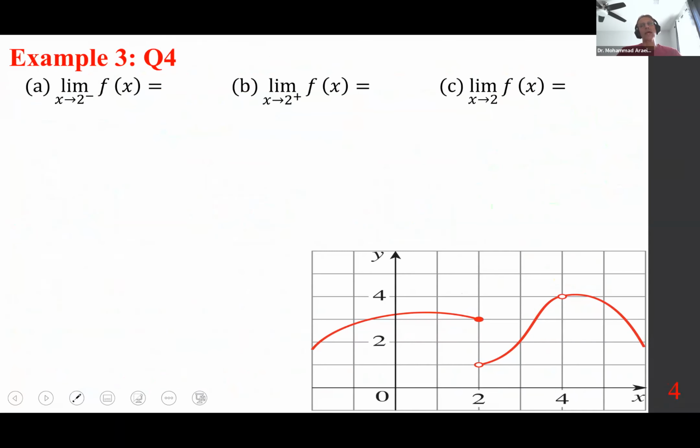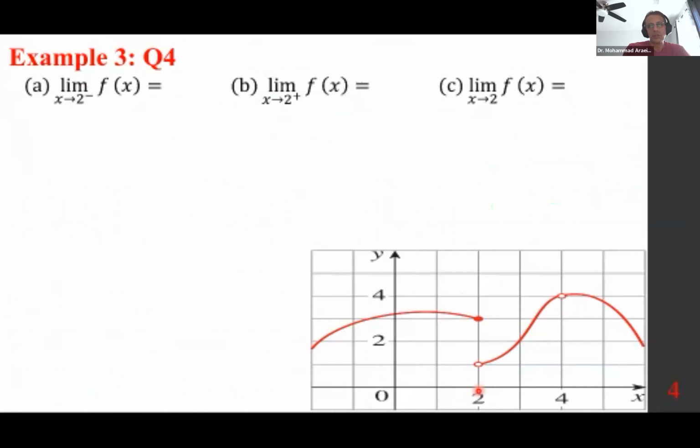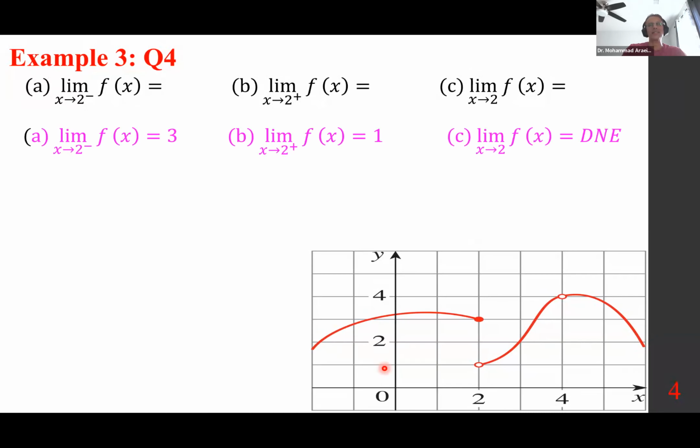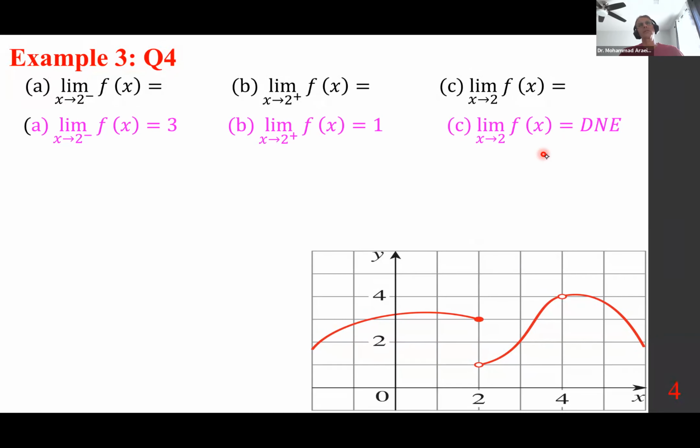Now, when we look at this graph, we are interested in finding the limit of f of x as x approaches 2 from the left, 2 from the right, and finally 2. So here's number 2. From the left of 2, we are in this branch. We end up here with 3 being the y coordinate. On the right side, we're moving this way, and 1 is the y coordinate. Since they are not identical, the limit does not exist.